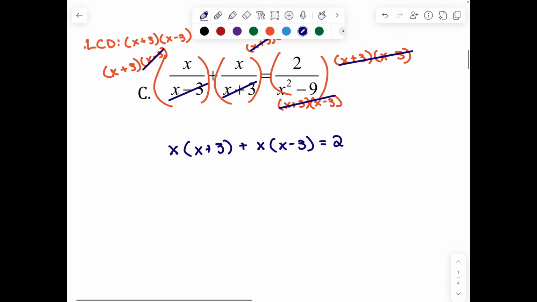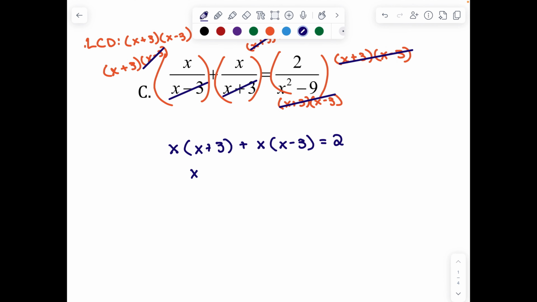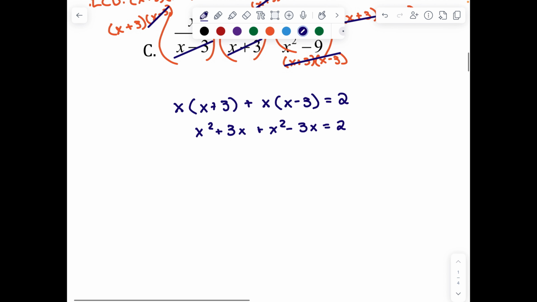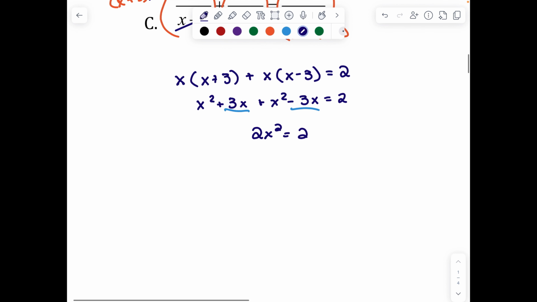So from here, I'm just going to do some distributing. So I have x squared plus 3x plus x squared minus 3x is equal to 2. I see these 3x's are going to cancel out, so I'm just left with 2x squared equals 2. So from here, you can either subtract 2 and set it equal to 0 and factor, or I see that we just have an x squared, so I'm going to divide both sides by 2. We get x squared is equal to 1.